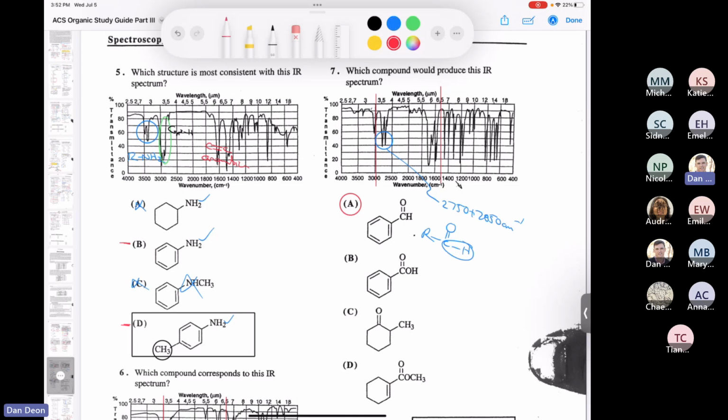We have the aromatic overtones here. We have the carbon-carbon double bond stretching from the aromatic ring. So we'll put CC double bond, aromatic. Yeah, that looks reasonable.